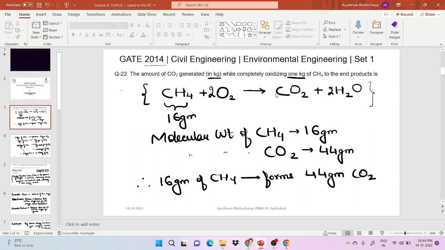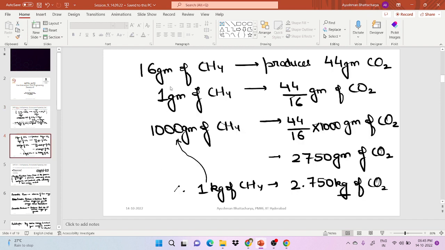So using that, we wrote 16. Here you can write basically 1 mole of CH4 will produce 1 mole of CO2. Using this we can write that 16 gram of CH4 will form 44 gram of CO2, as the molecular weight is 44 gram. So 16 gram of CH4 produces 44 gram, so for 1 gram of CH4, 44 by 16 gram.